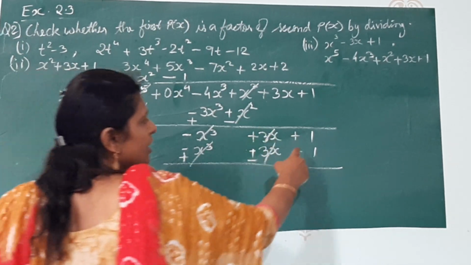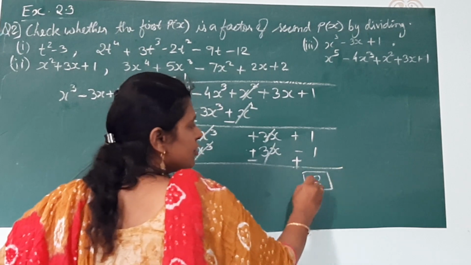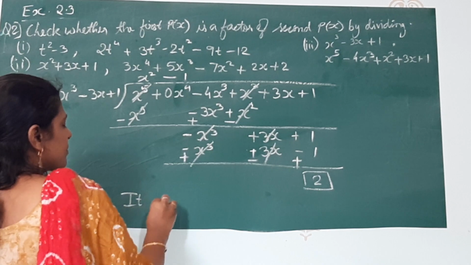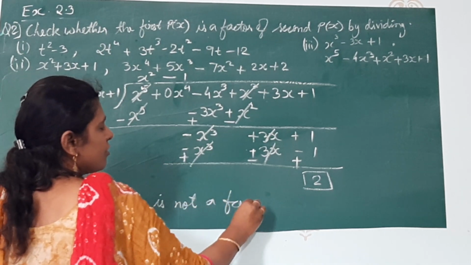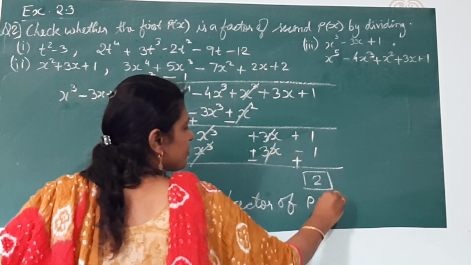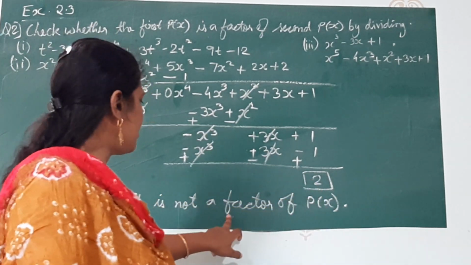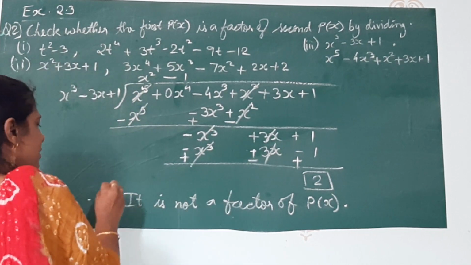This eliminated, plus minus, plus plus we have to add, 1 plus 1, 2. Now we had a remainder 2, therefore we will say it is not a factor of the polynomial. Okay, if the remainder would be 0, it is a factor of the polynomial. If the remainder is not 0, it is not a factor of the polynomial. This will be our final statement.